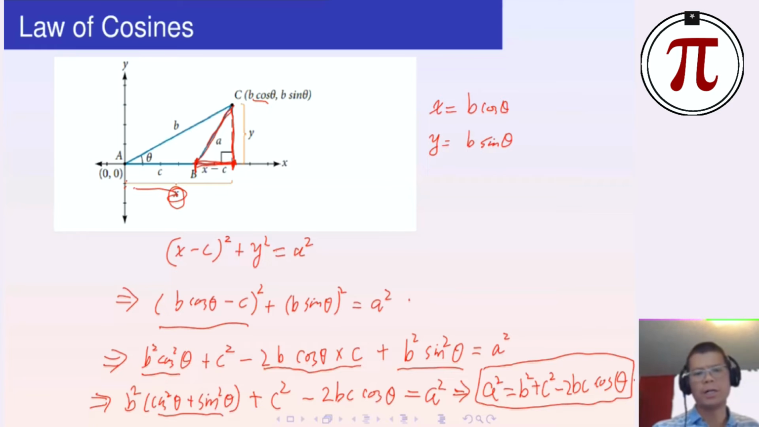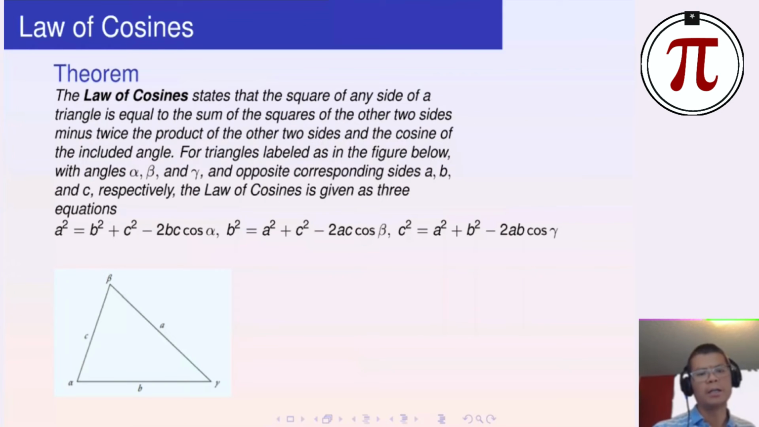Okay, this is the general result of the law of cosines. In general, the law of cosines states that the square of any side of a triangle is equal to the sum of the squares of the other two sides minus twice the product of the other two sides and the cosine of the included angle. Okay, that is the law of cosines.